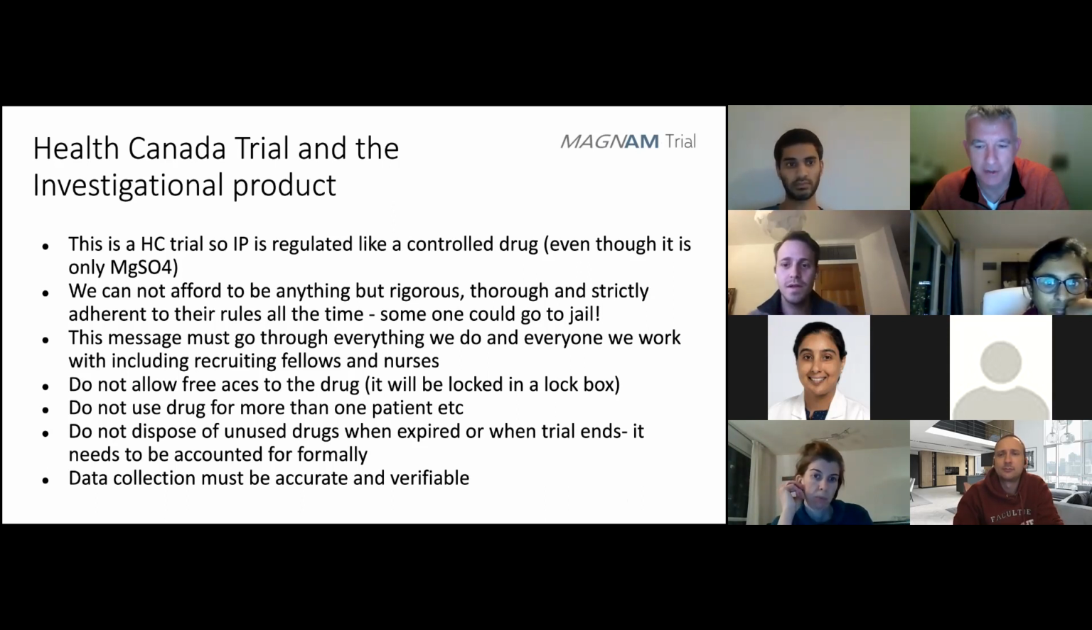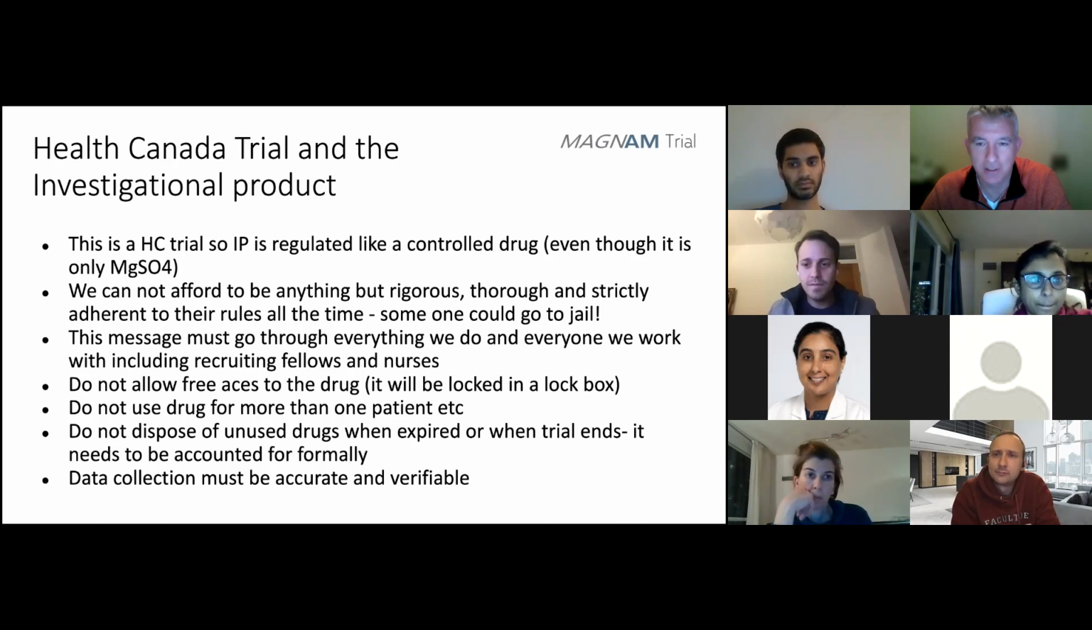But folks, this is a Health Canada trial. And a Health Canada trial is a regulated trial with a high level of oversight from Health Canada, including auditing and other such things. This is all within drug law within Canada. I want to emphasize just how important it is that you realize that magnesium for this trial, as the IP, investigational product, is treated with the same legal deference as a controlled drug.